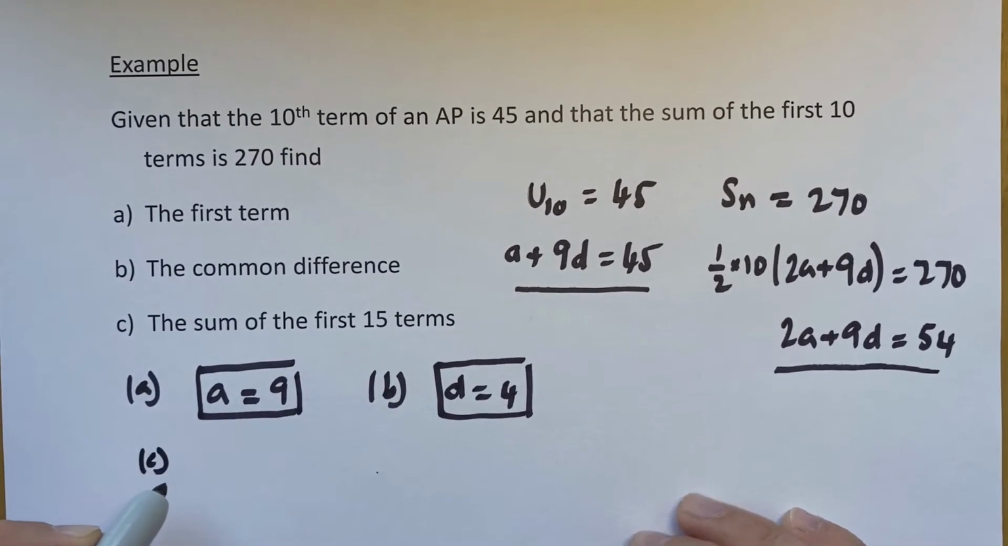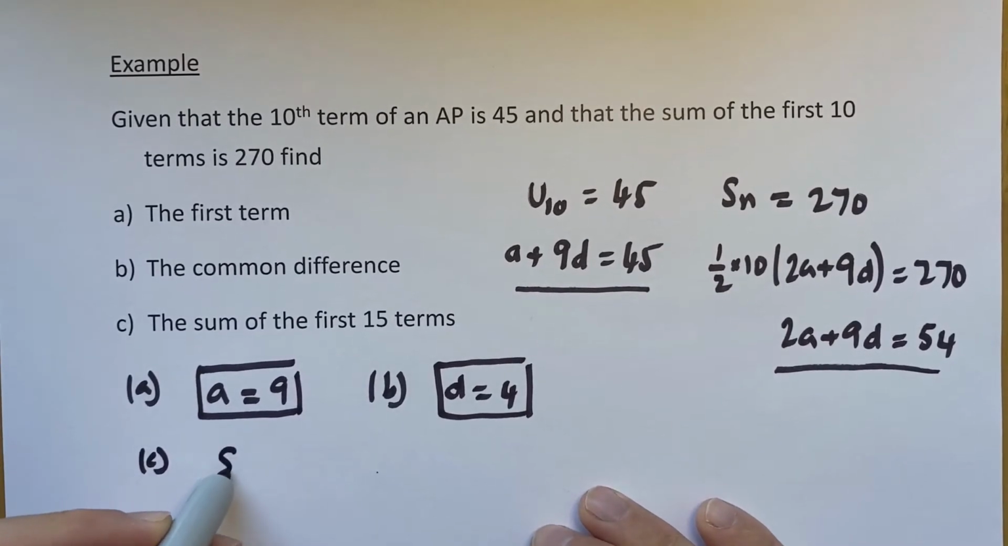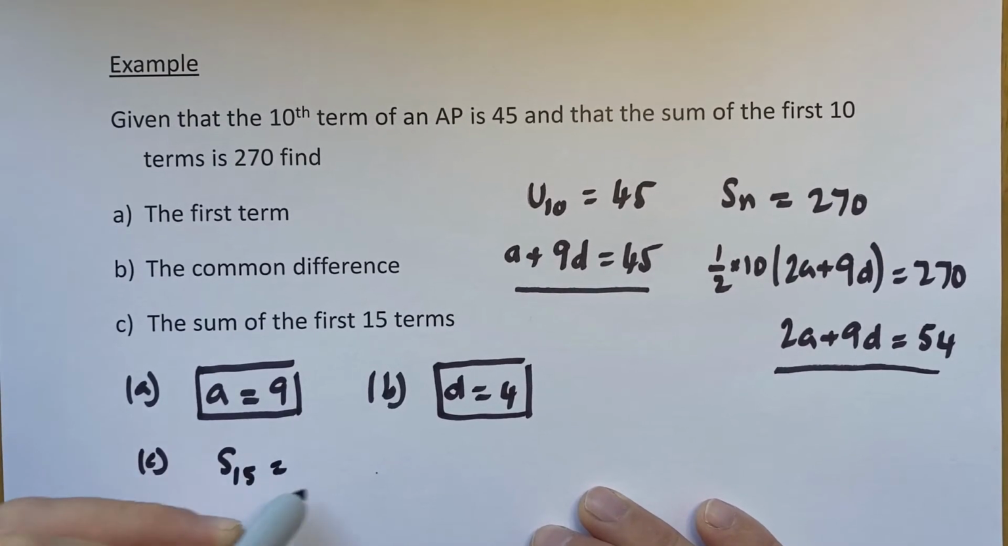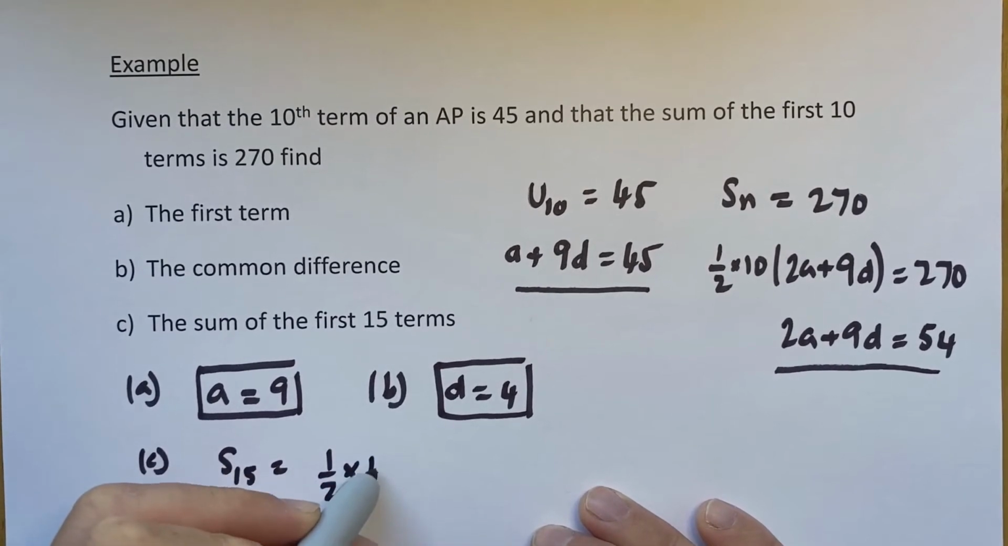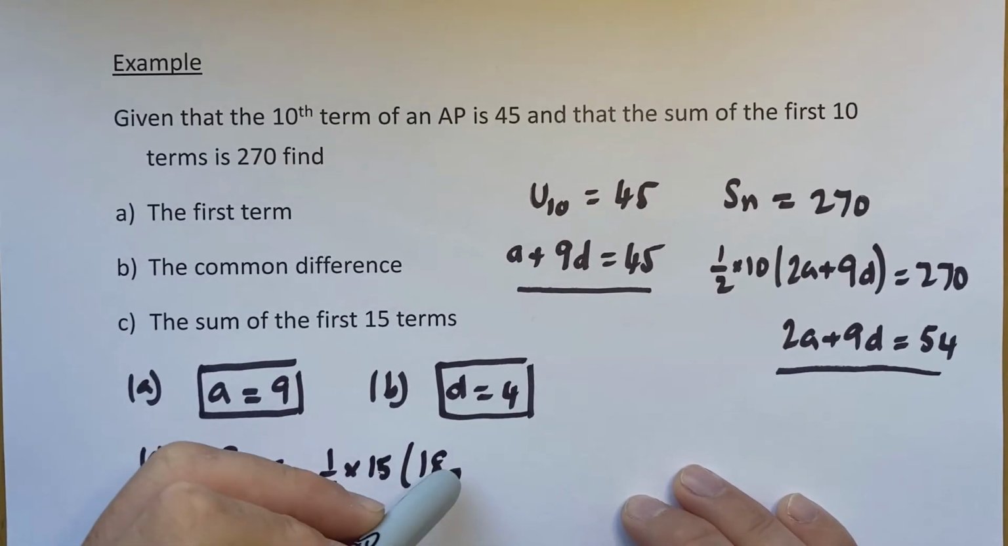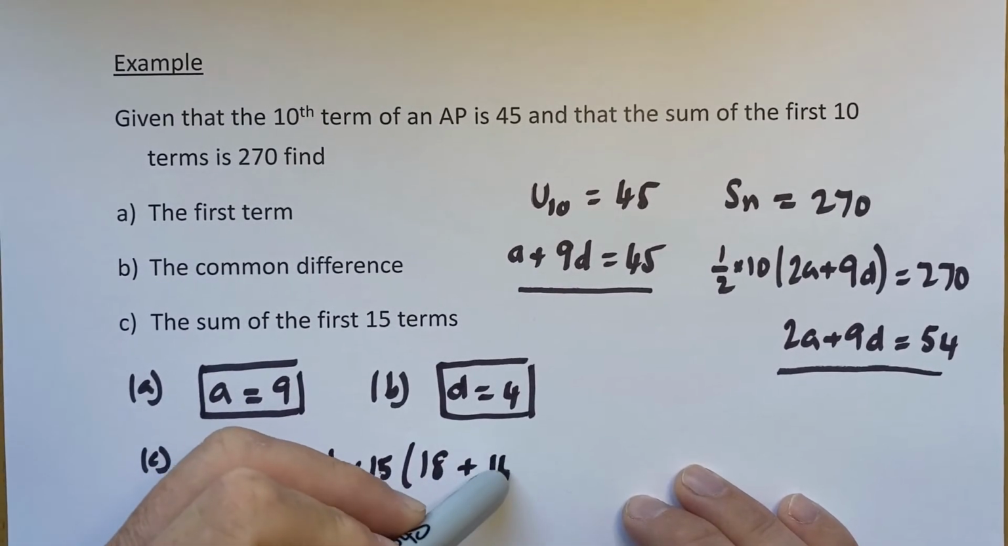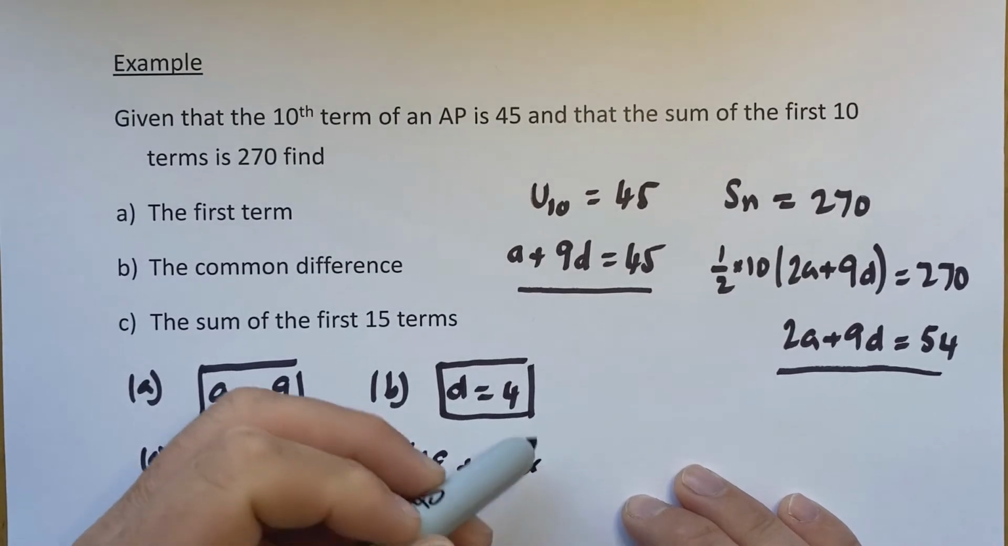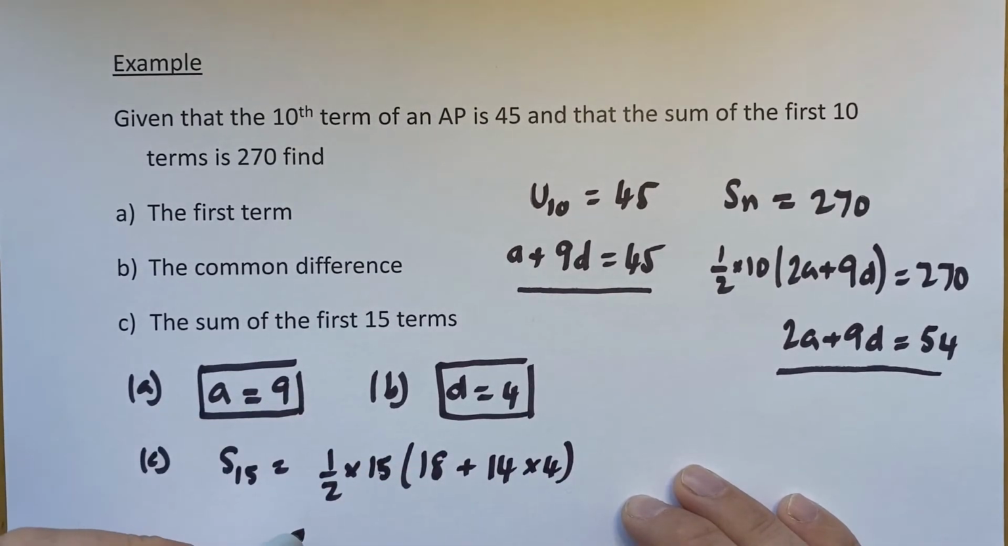Then in part C, we're using the formula again, the sum of 15 terms. So we get half of n, so 15, times 2a, so that's 18, plus n minus 1, so that's 14, 15 take 1, 14, times d, which is 4. And you just put that into the calculator. So we got 18 plus 14 times 4, times that by 15, and divide the answer by 2. And that comes out as 555.